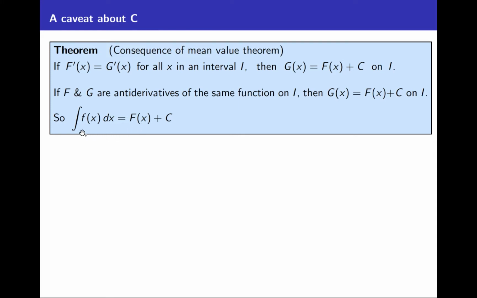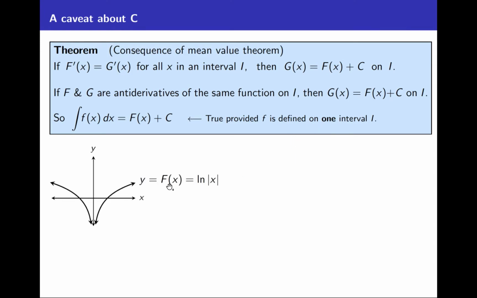When we write the integral of little f of x dx equals big F of x plus c, we mean that all of the antiderivatives of little f of x have the form of some function big F of x plus a constant. But according to the sentence above, this is only guaranteed to be true, provided f is defined on one single interval I, and not multiple intervals. And I'll show you an example of what I mean by this.